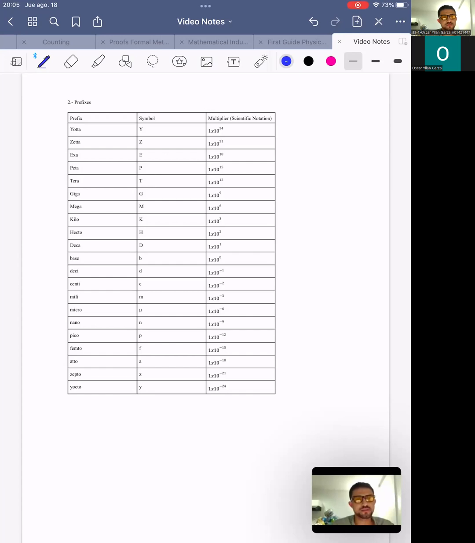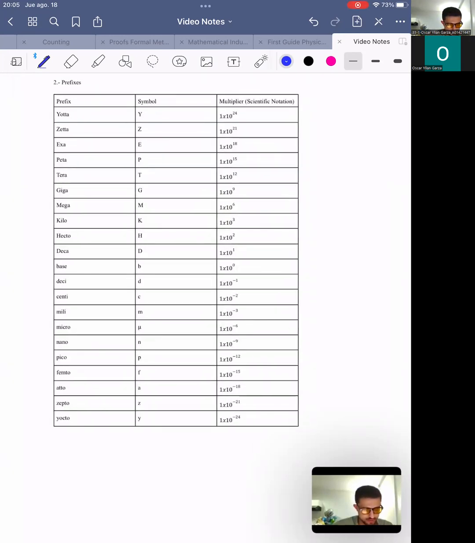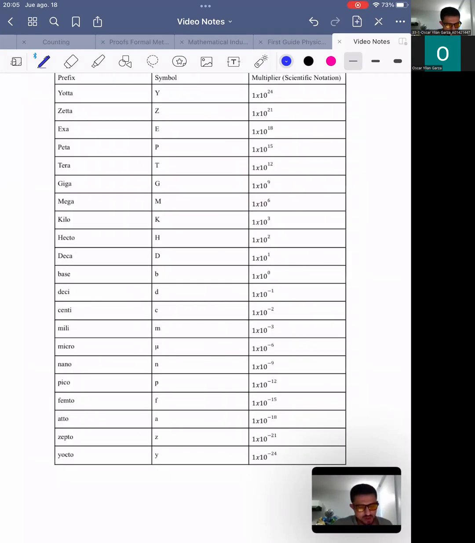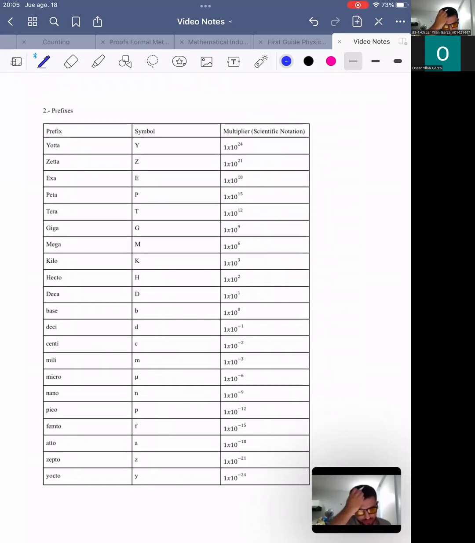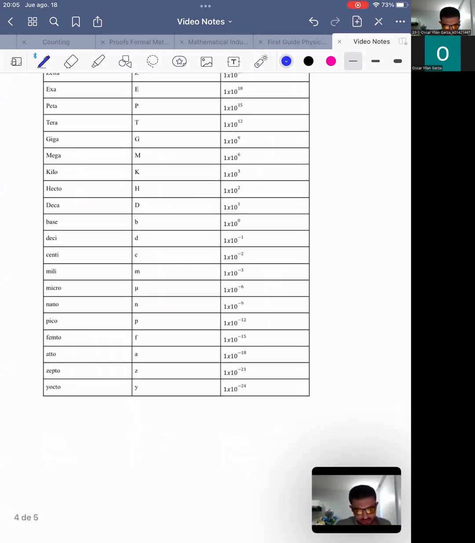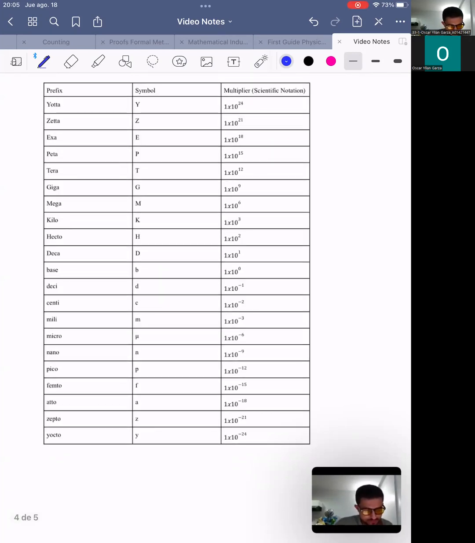Okay, good morning. Let's continue with the prefixes. Prefixes are really important in physics because they are a way of making notation for some of our units when we don't want to express all the zeros. It works the following way.